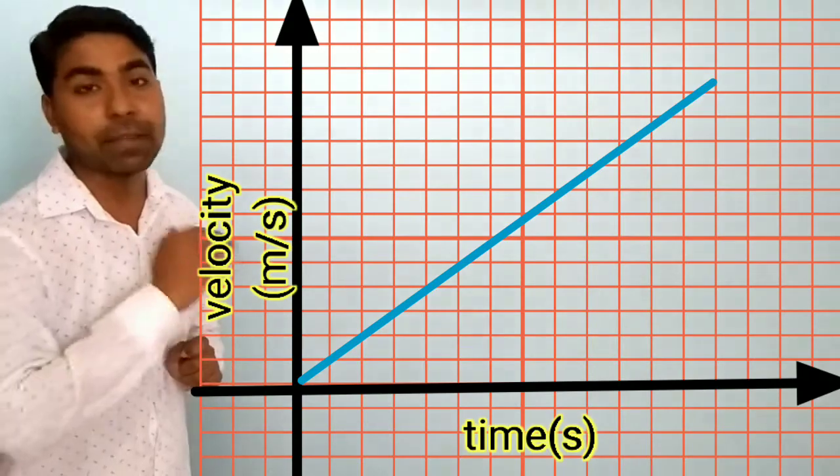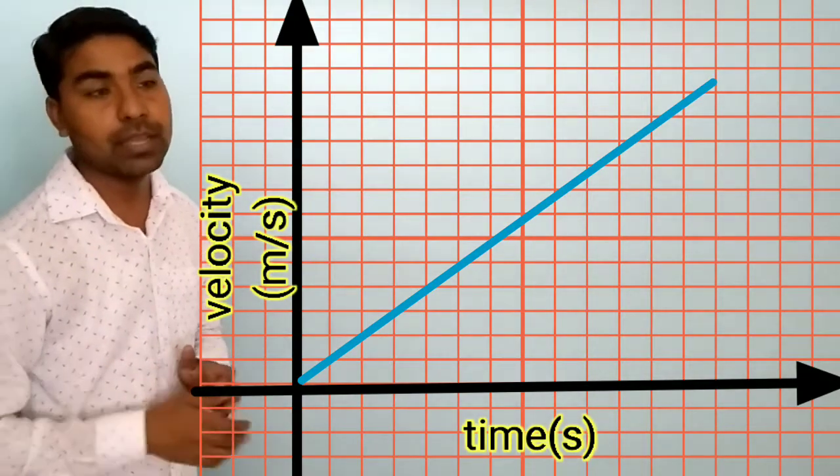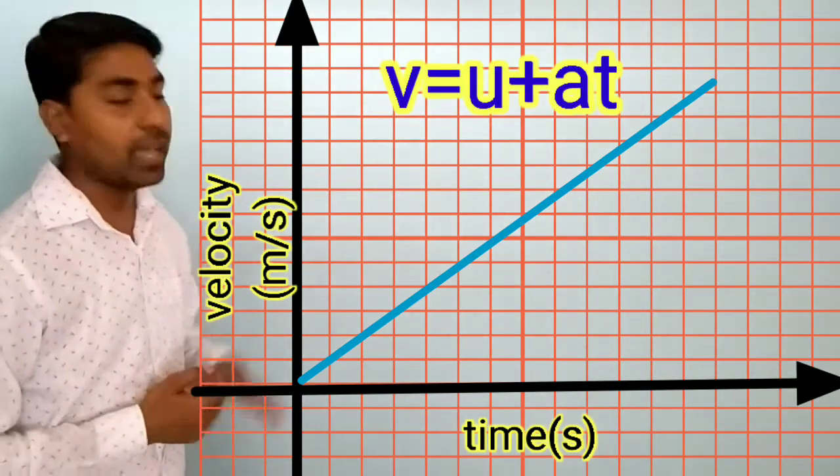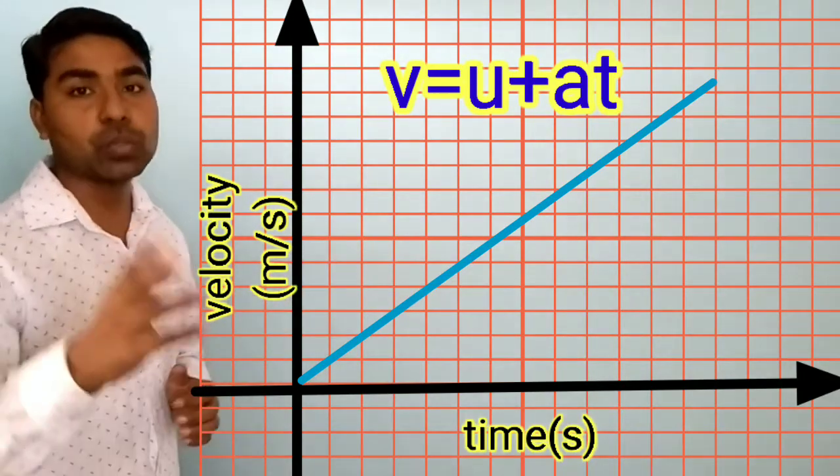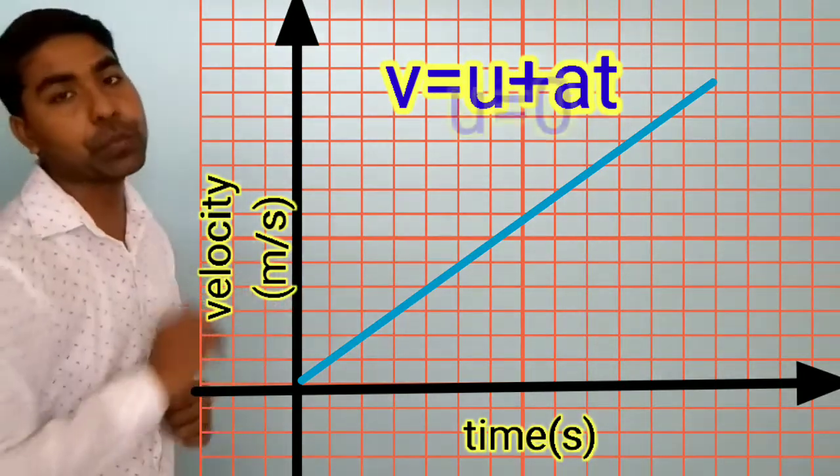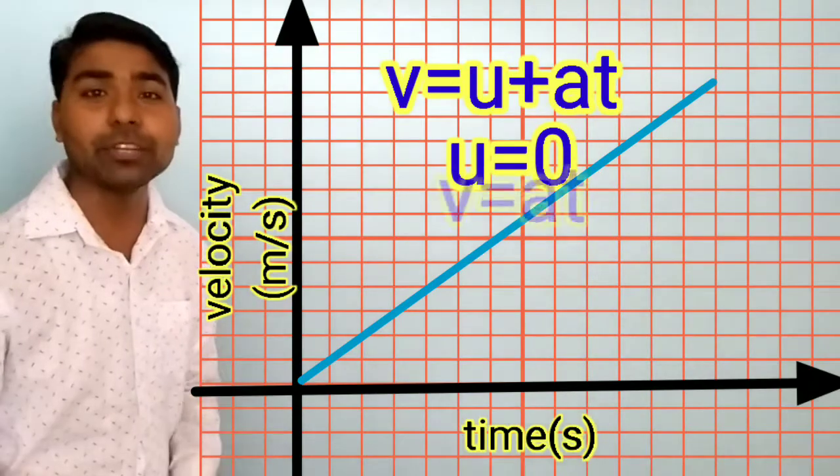And now suppose I am proving the equation of motion, that is v is equal to u plus at, and the graph is starting from the origin. So what is the initial velocity? 0. So the equation will be what? V is equal to at only.